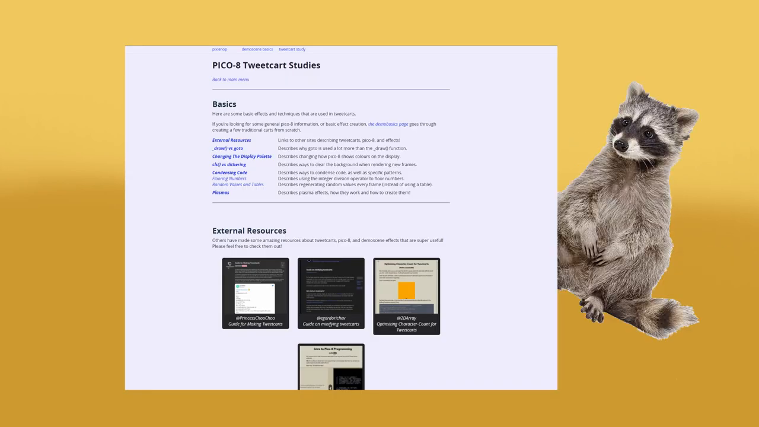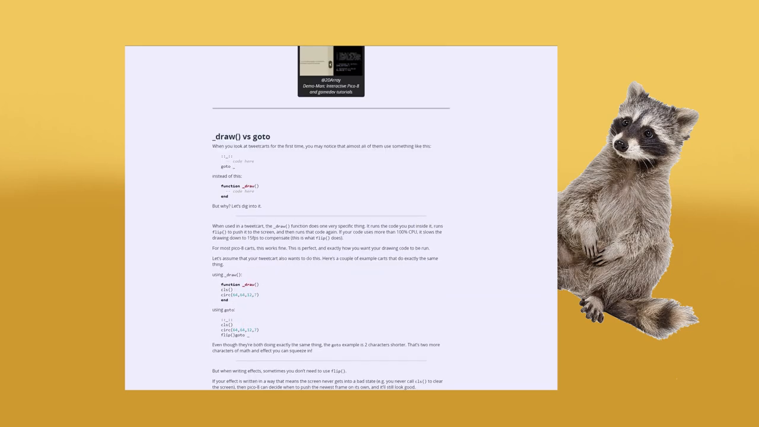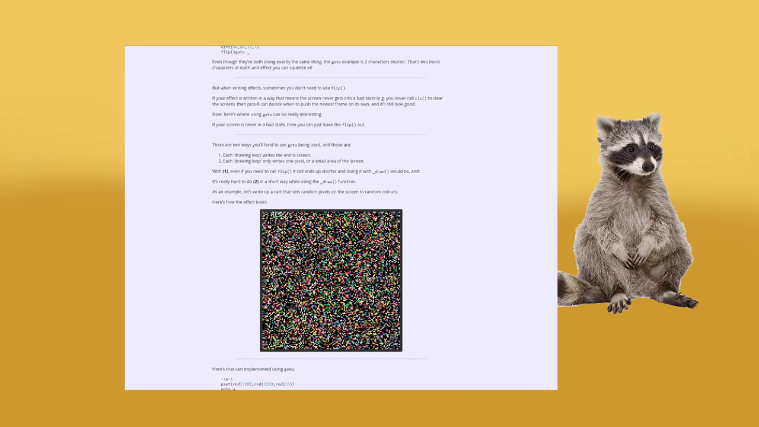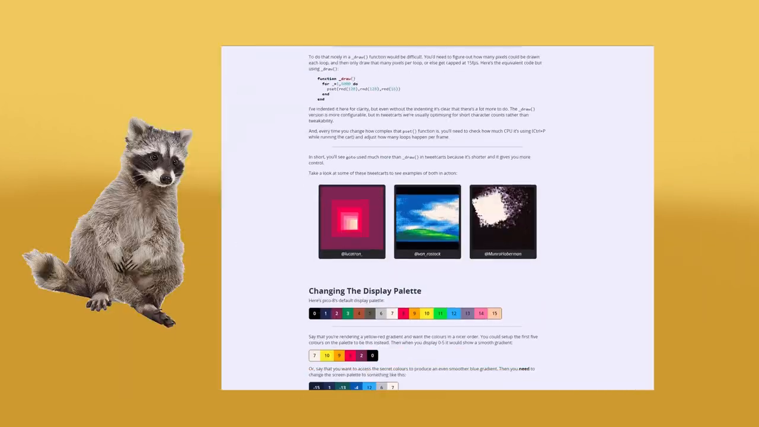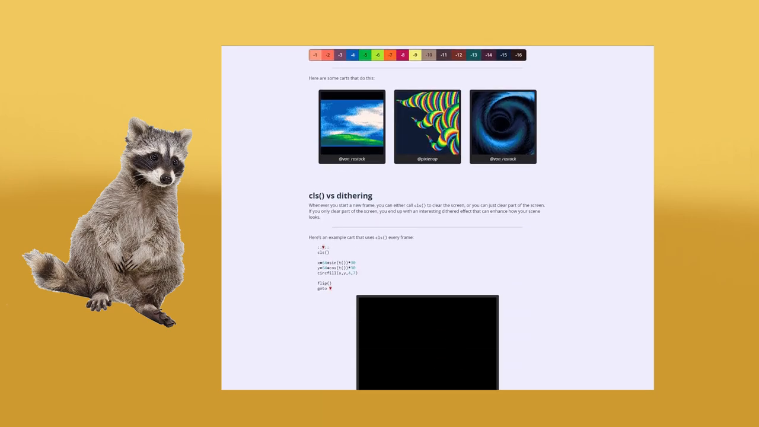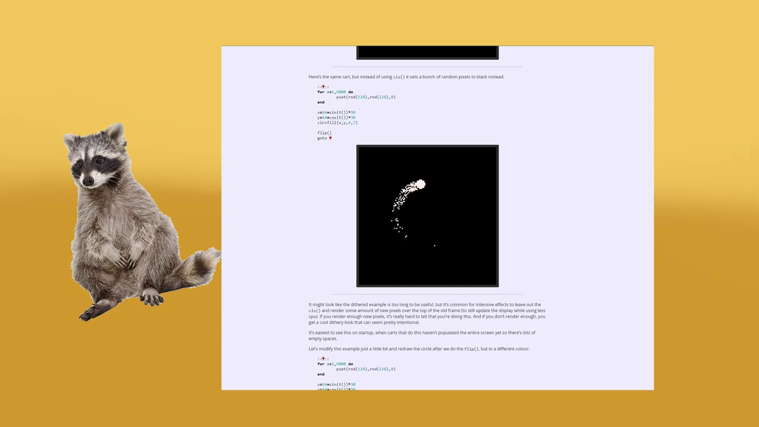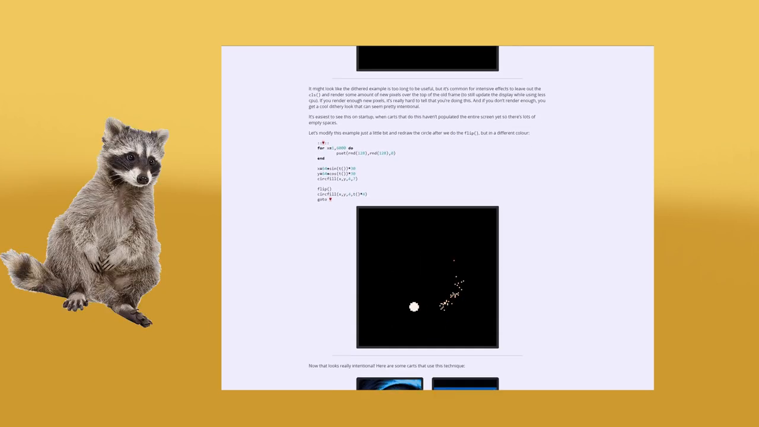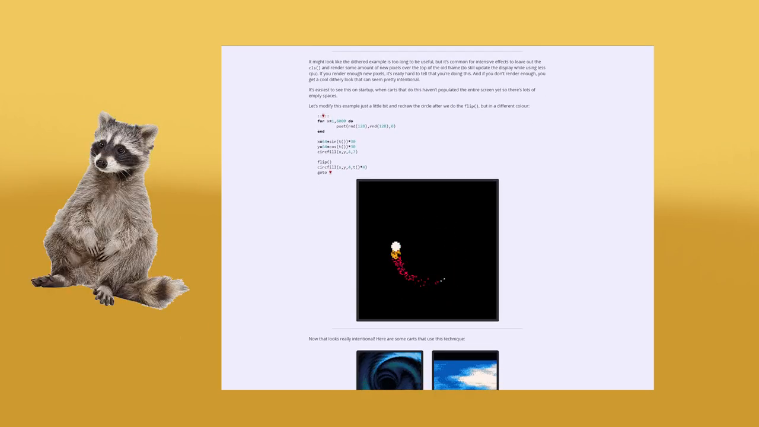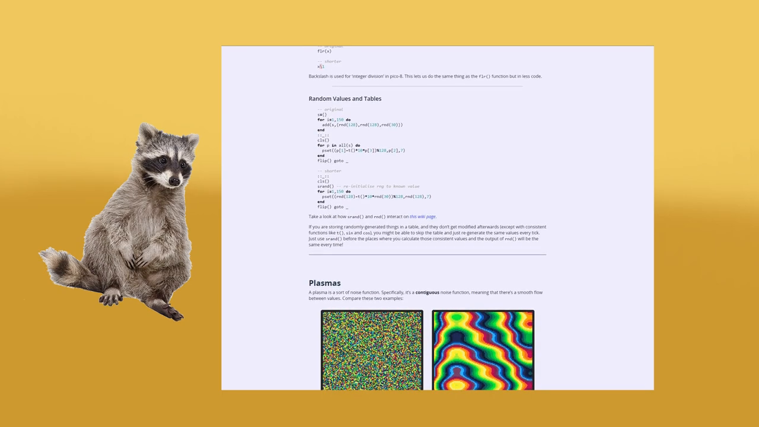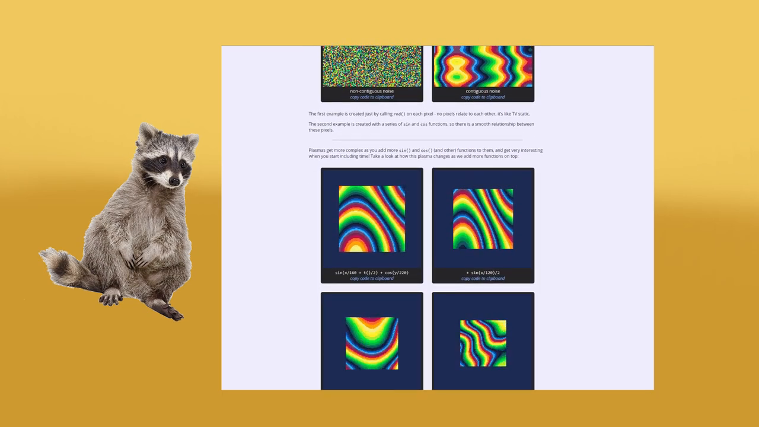I landed on this page by PixieKnot, which was very helpful, and that had not only broken down a handful of these tweetcarts, going over the techniques they use, but they had also made a super handy beginner's guide, going over some of the common bits of code that are used and other techniques. And so began the process of making my first tweet cart.